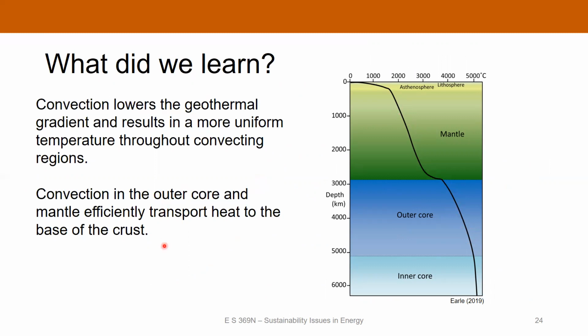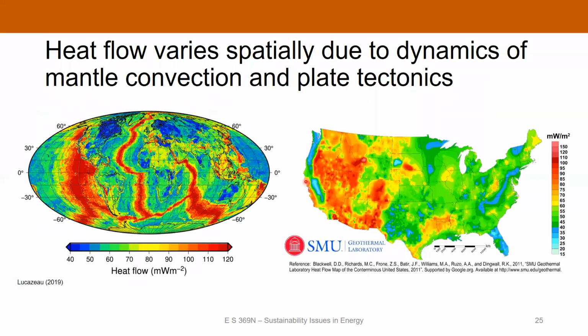Convection in the outer core and mantle effectively transport heat to the base of the crust, and then it's conducted through the non-convecting lithosphere to the surface. And that's why the geothermal gradient close to the surface is much larger than it is at depth. And that is why the Earth is hot, and that is why we can drill down into the crust and extract that heat and use it as an energy resource.